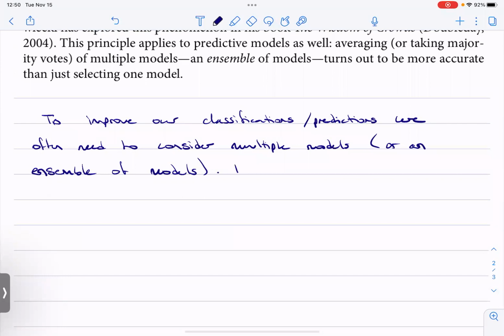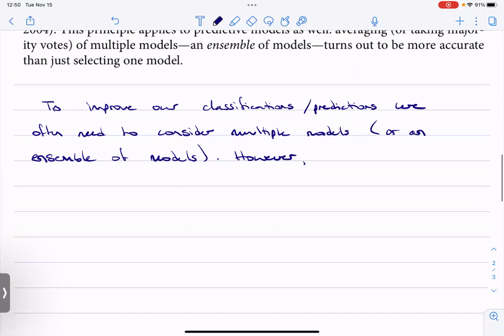However, when we consider more than one tree, it becomes hard or arguably impossible to visualize, right? If I did a combination of these two trees, those two trees could be completely different. They could use different predictors. They could be using different cutoff points, and then you do a mashup of the two, and it becomes very hard to visualize.